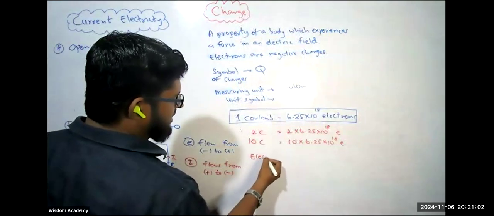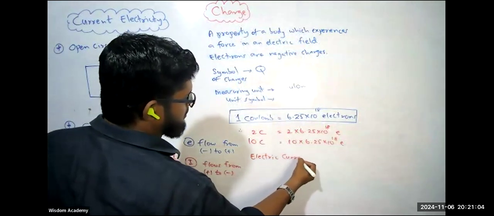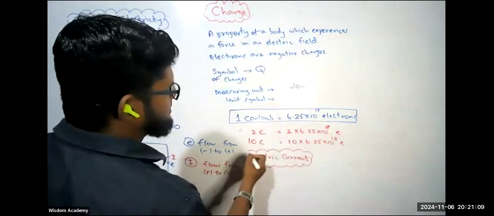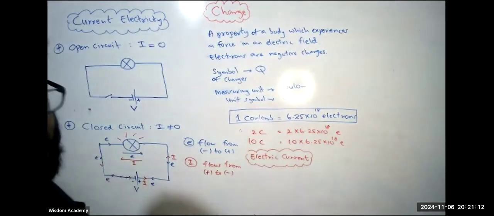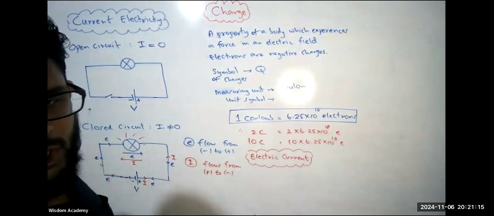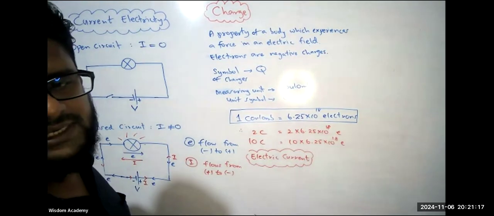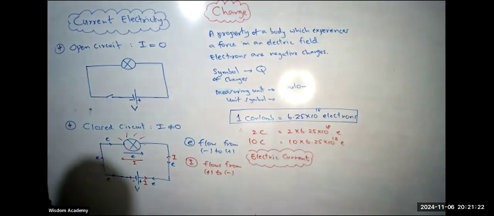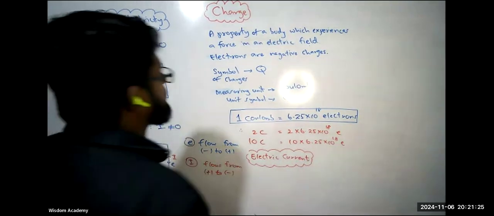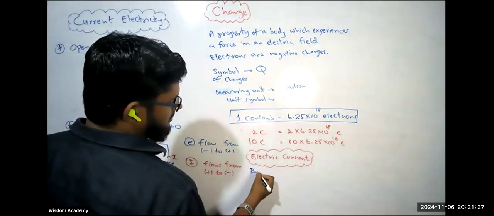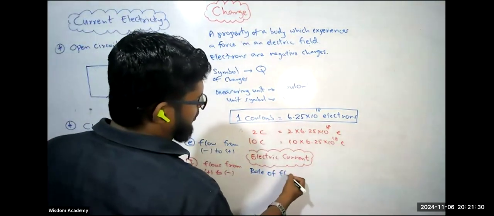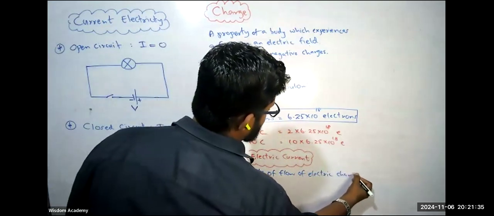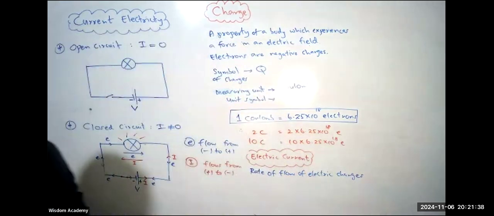Now, what is called the electric current? Electric current refers to the amount of charges flowing out for a unit time. Okay, so how do we write that? We write it this way: electric current is the rate of flow of electric charge.